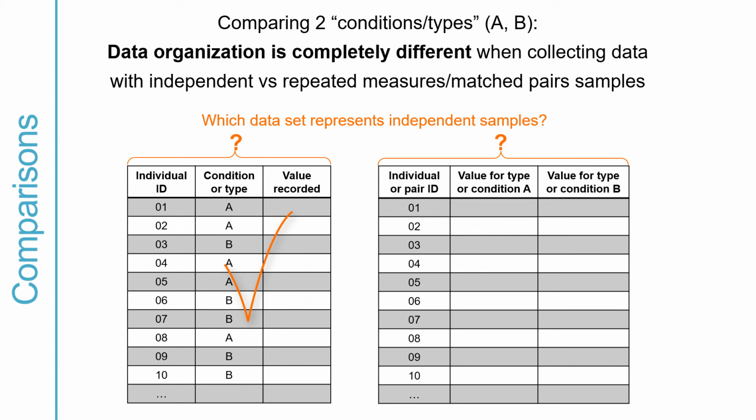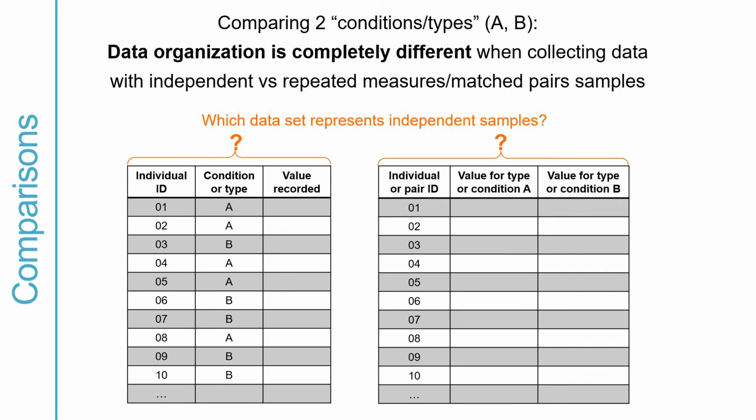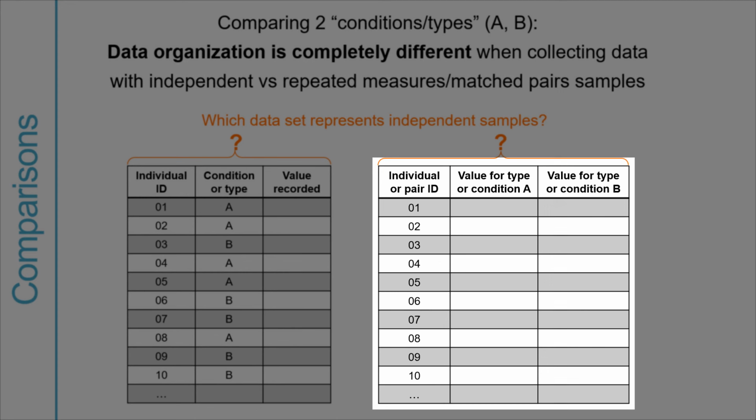The data table corresponding to the independent samples is the one on the left, because we can see that for each individual, only one type or one condition is relevant and only one value is recorded. That means that if you want to compare all the individuals under condition type A and all the individuals under condition type B, those are going to be completely unrelated sets of individuals. In contrast, for each individual or each pair of individuals, we will have one recording under condition A and we will have another recording under condition B. That means that we'll be able to make the comparison for each individual or each pair of individuals.